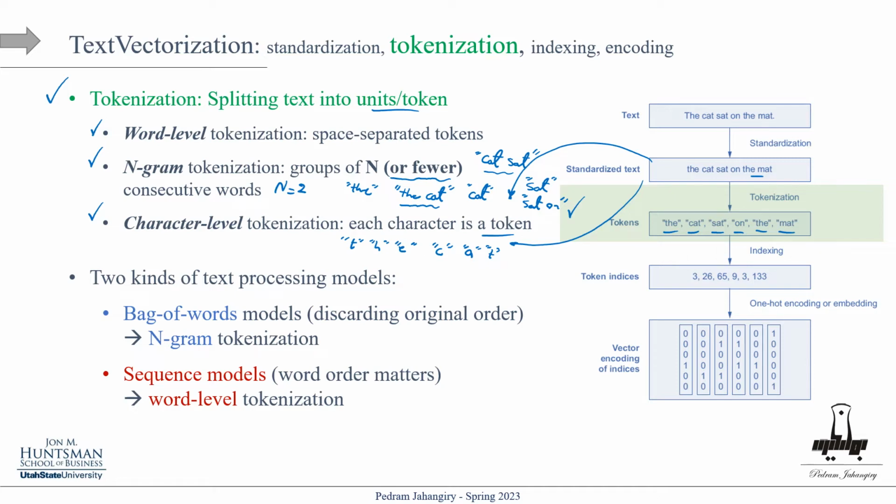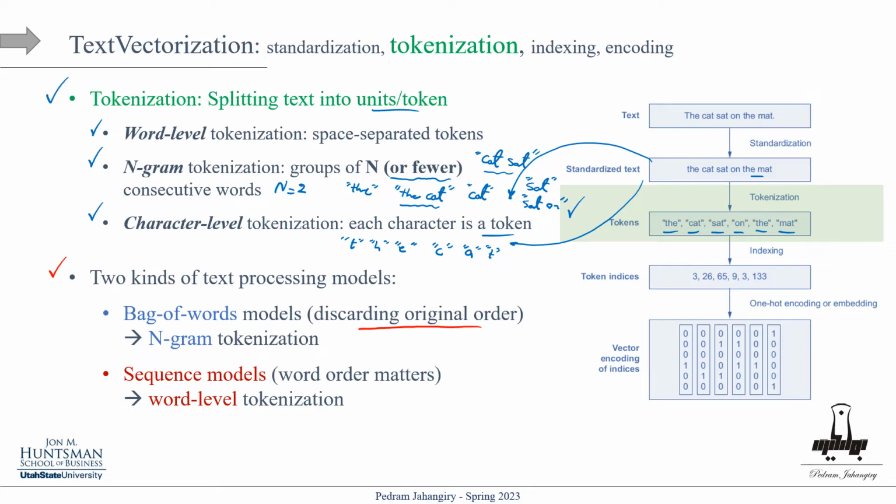Okay, in general, this is important, I want you to pay attention. There are two kinds of text processing models, right? We can process a text as a bag of words or as a sequence model. So what is a bag of words model? A bag of words model is going to treat input words as a set, right? That means it's going to discard ordering. And for bag of words, we're going to do n-gram tokenization.